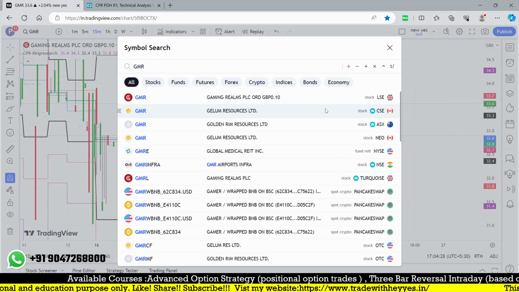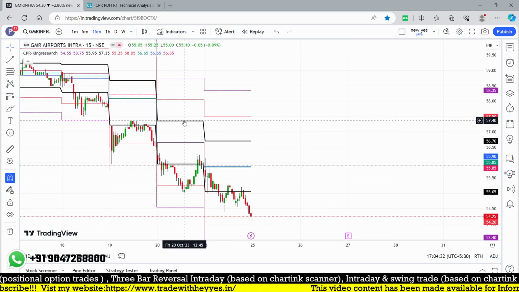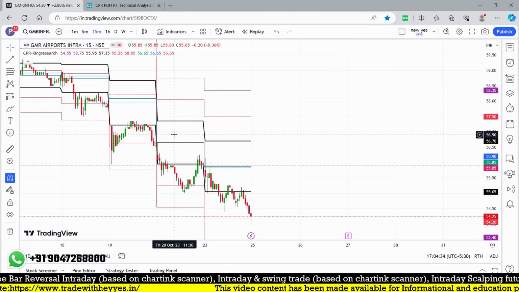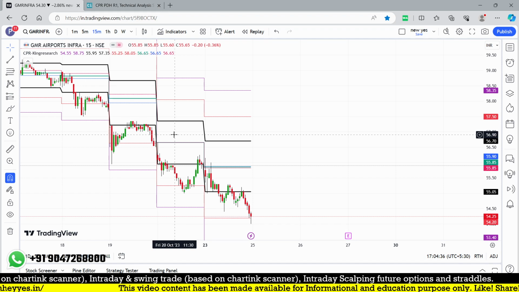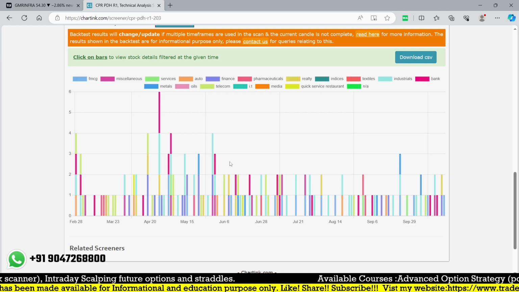In GMR Infra, the main reason is that resistance one is not broken. So GMR Infra, we can see that resistance acts as a good resistance and the trend is clearly moving down. So we are finding such trades by using this.